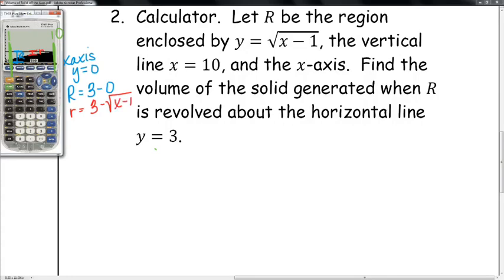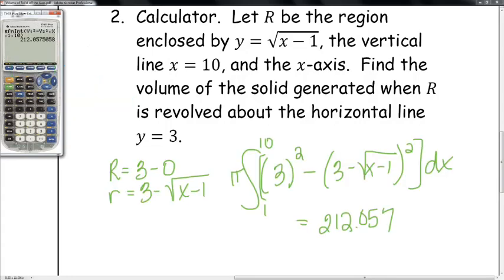So just to get you started, go ahead and hit pause again, see if you can get the rest of it set up. All right, like I told you, capital R was 3 minus 0. Lowercase r was 3 minus the square root of x minus 1. And so I went ahead and showed you my setup for the integration.